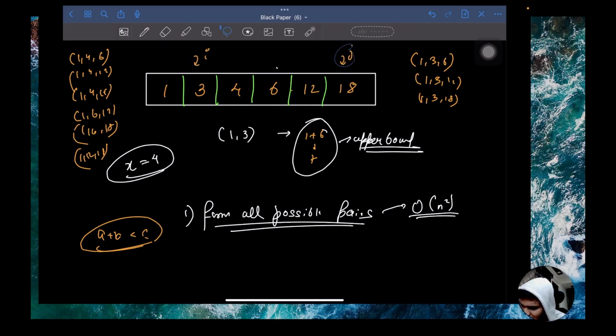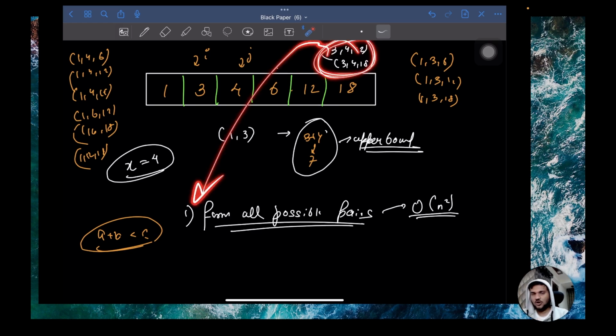Now i moves here, j moves here. Okay, this is 3 plus 4. We have fixed the pair to be 3 comma 4. So 3 plus 4 is 7. What is the upper bound of 7? This element, 12. That means 3, 4, 12 and 3, 4, 18 are both going to be part of our answer, because the sum of 3 plus 4 is also less than 12 and less than 18, and so on.